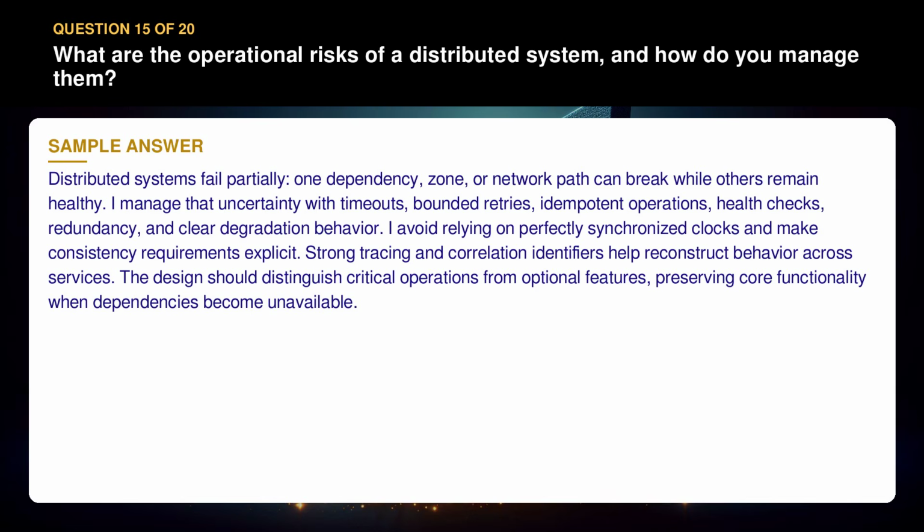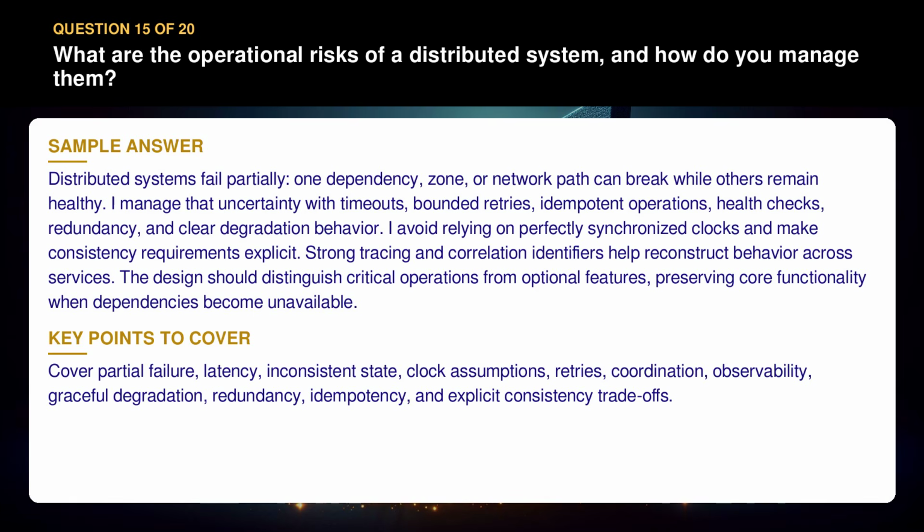I avoid relying on perfectly synchronized clocks and make consistency requirements explicit. Strong tracing and correlation identifiers help reconstruct behavior across services. The design should distinguish critical operations from optional features, preserving core functionality when dependencies become unavailable. Cover partial failure, latency, inconsistent state, clock assumptions, retries, coordination, observability, graceful degradation, redundancy, idempotency, and explicit consistency trade-offs.